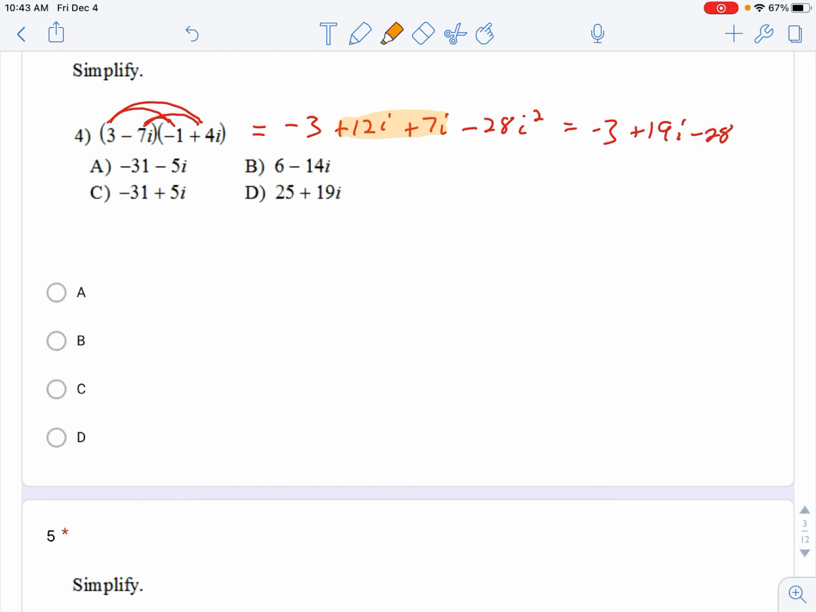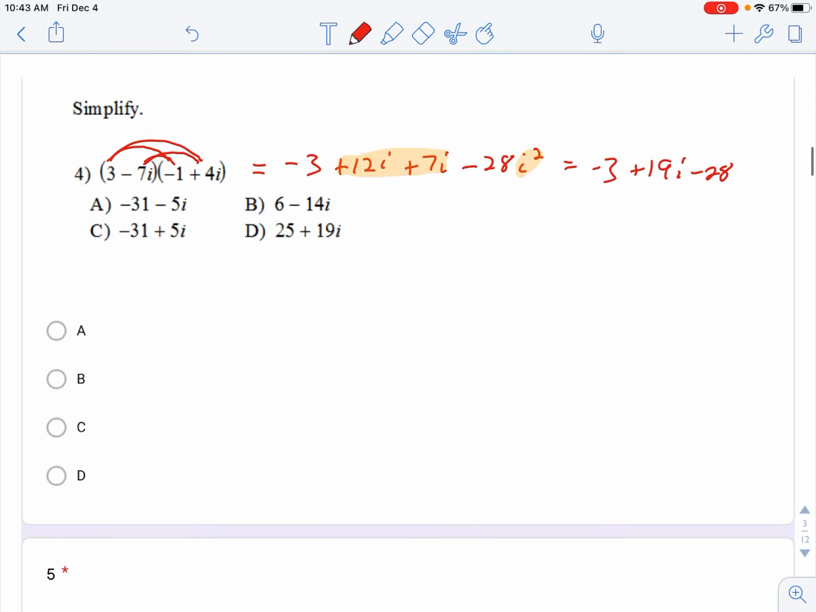But wait, i squared, something that in the lesson I pointed out you have to learn, memorize, know forever and ever. i squared always equals -1. So if you ever have an i squared come up in a problem, you change it to -1. So that becomes -28 times -1, which is positive 28. And now the -3 and the plus 28, those are like terms. You can combine those together, and that is 25. So 25 plus 19i. The answer is D.